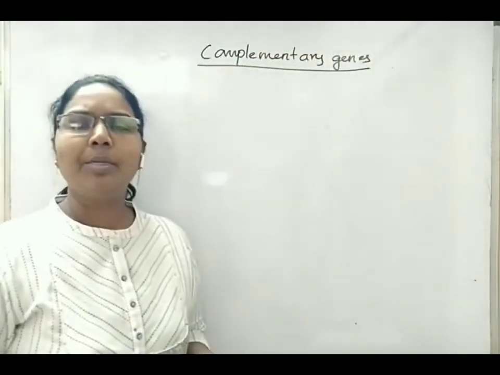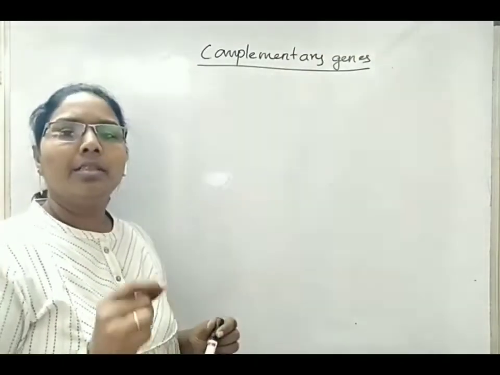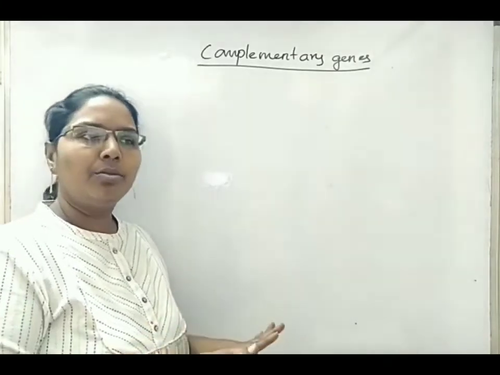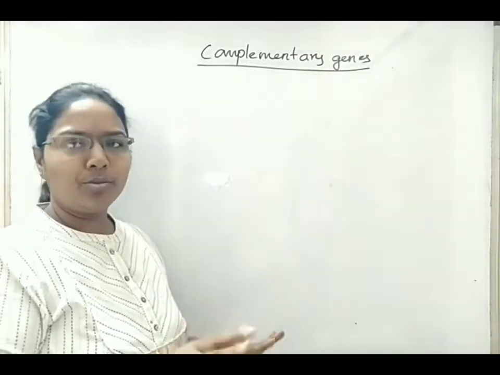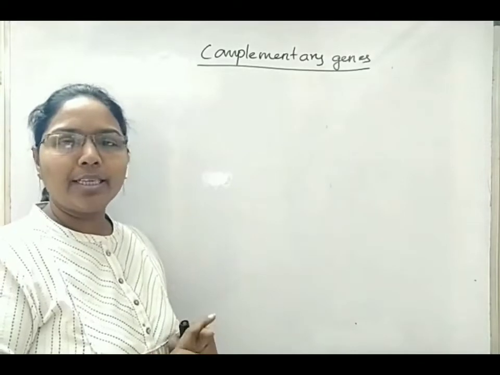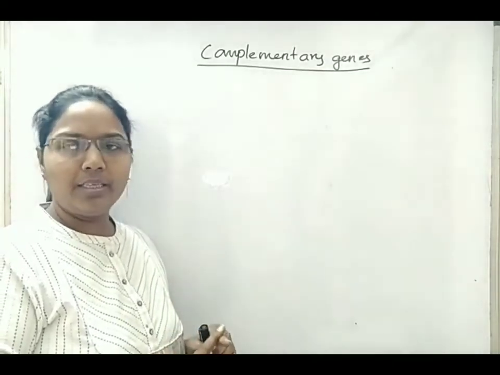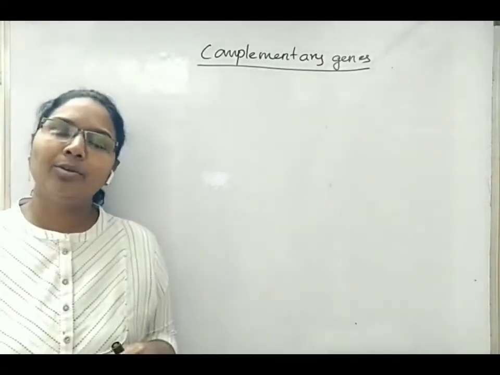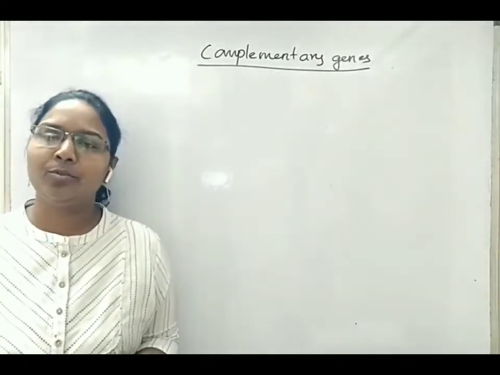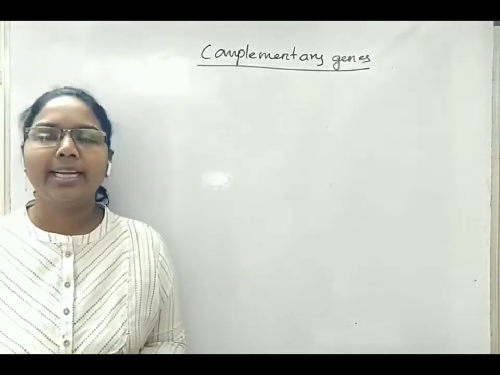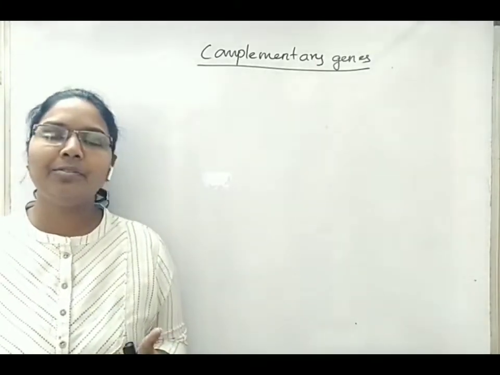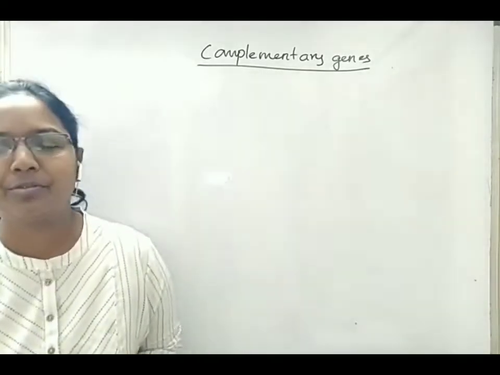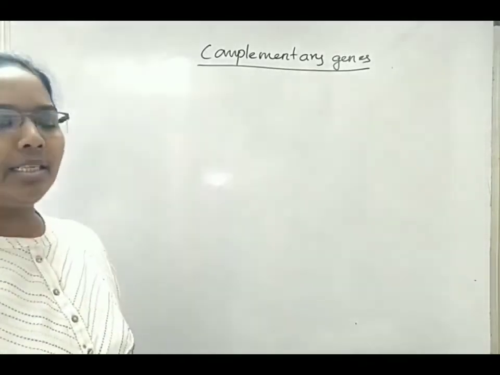Now, complementary genes are those that get expressed only in the presence of two paired alleles of two different chromosomes. If one type of allele pair, or one allele of one chromosome in a homologous chromosome, is present, then only another allele of another chromosome of a homologous chromosome will get expressed. If one type of allele is absent, another type of allele cannot get expressed. Such types of genes are called complementary genes.